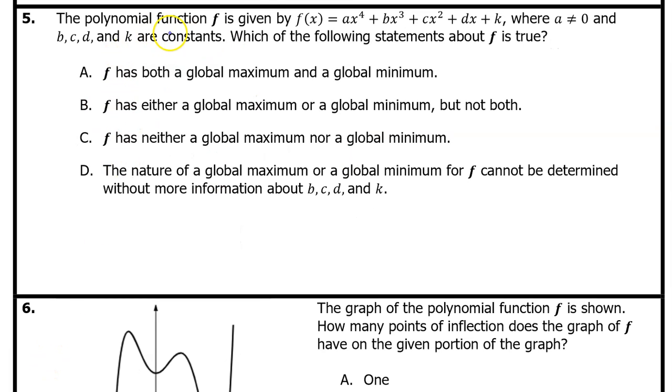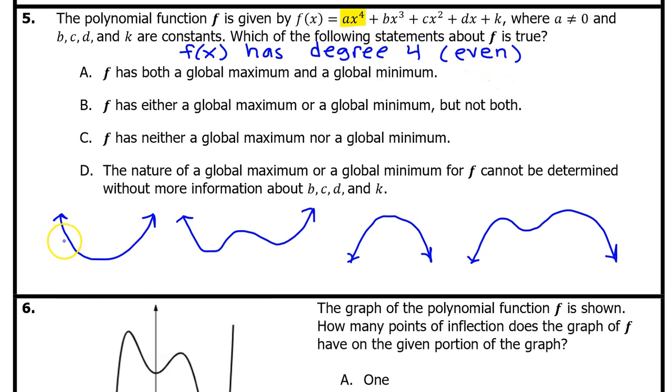Number 5, the polynomial function f is given by f of x equals, well, all of this, where a does not equal 0. And b, c, d, and k are constants. Which of the following statements about f is true? Looking at the leading term, we see that f of x has degree 4. That's an even degree.